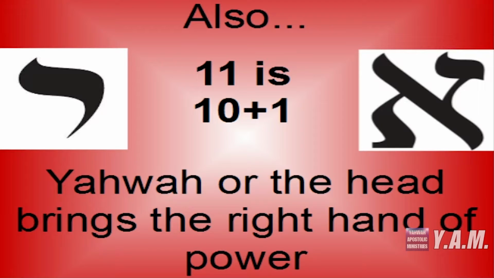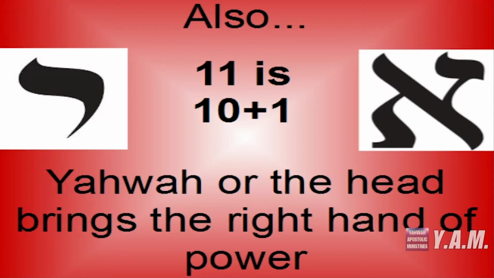What do I mean? On the left, you have the Yod, which is 10 in the gematria. And of course, on the right you have Aleph, which Pastor was speaking about earlier, and the gematria, or the number, for that one is 1. So 10 plus 1 is 11.